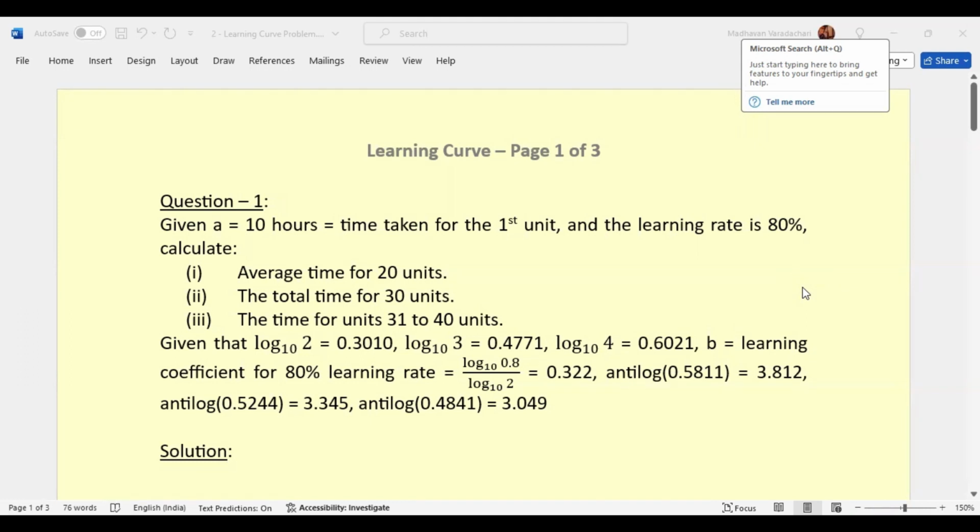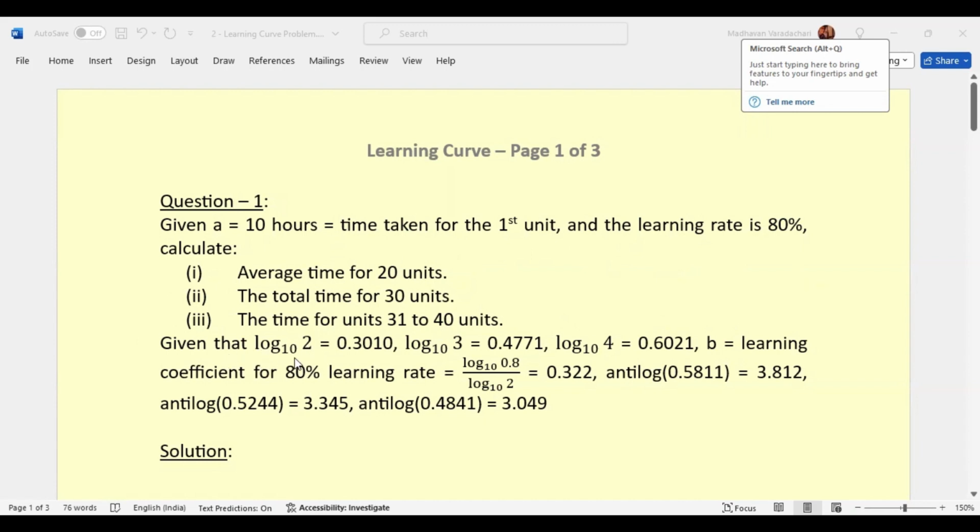In continuation to our topic learning curve, this is the first question, a numerical problem. Given A is equal to 10 hours, that is the time taken for the first unit, and the learning rate is 80%. Calculate average time for 20 units, total time for 30 units, time for units 31 to 40 units.